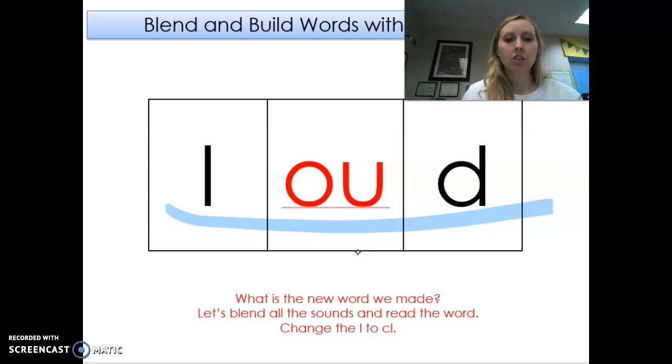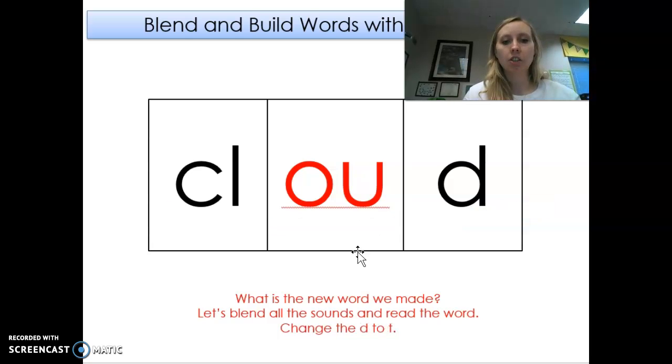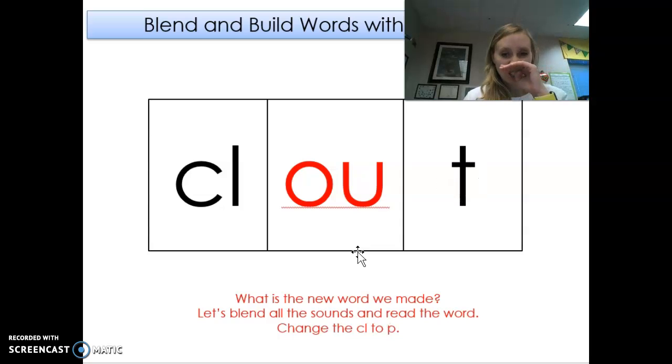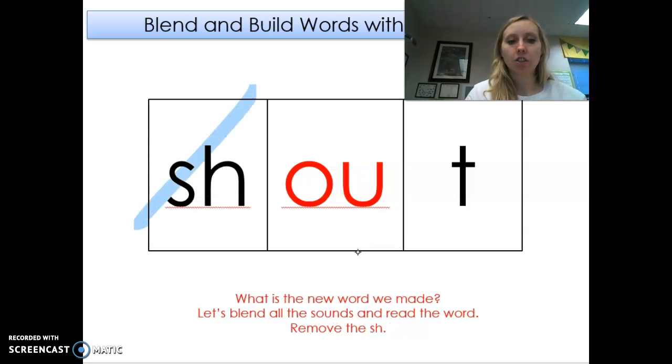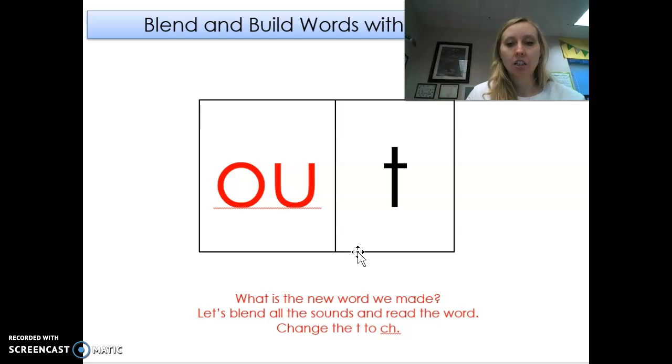Okay, let's read this. Loud, change the l to cl. Cloud, change the d to t. Clout, change the cl to p. Pout, change the p to sh. Shout, get rid of the sh. Out, change the t to ch.